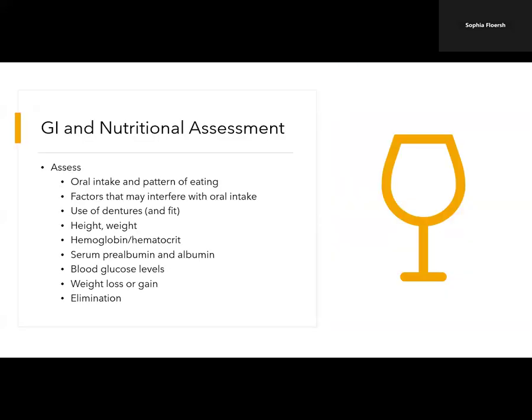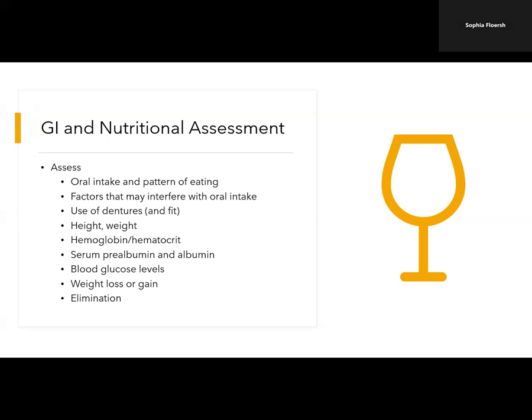Assess oral intake and pattern of eating. Like I said before in chapter 4, make sure that you're looking at your patient's mouths, because if they've got dentures that haven't been cleaned, it can be very hard for them to eat. And then they'll just say, oh no, I'll take soft food, or oh no, I don't want this, or I don't want that, when all we really need to do is fix their dentures. We either need to clean them or make sure they're fit appropriately.